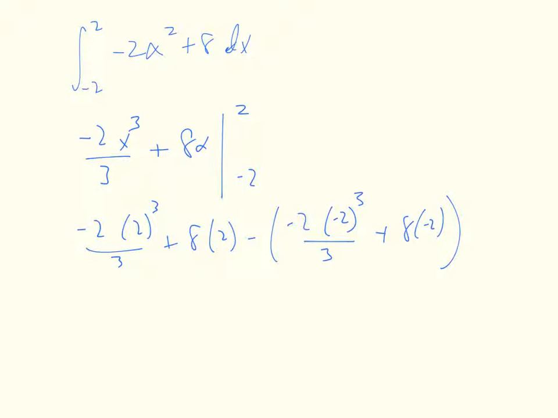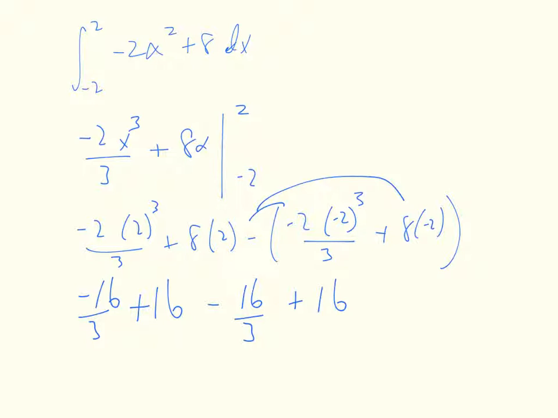Okay, 2 to the third is 8 times negative 2 is negative 16. So we're left with negative 16 thirds plus 16. That's going to be a double negative, so it's minus again 16 thirds. Don't forget to distribute, and we have positive 16 as well. When you add that all up, you're left with 64 thirds as our final result.